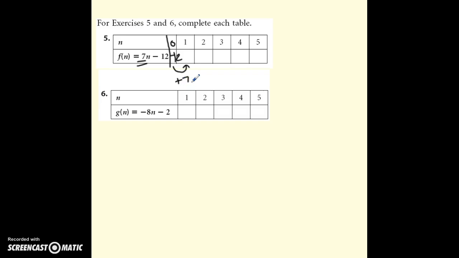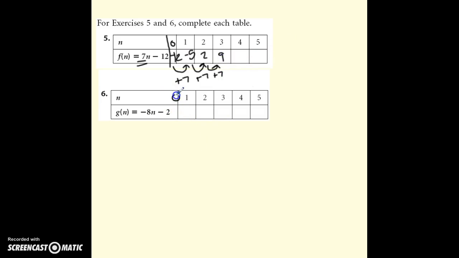So I'll just type in my calculator, negative 12 plus 7, and that comes out to negative 5. And then we'd add 7 again, and that would come out to positive 2, and we'd add 7 again, and that would come out to 9, and so on.